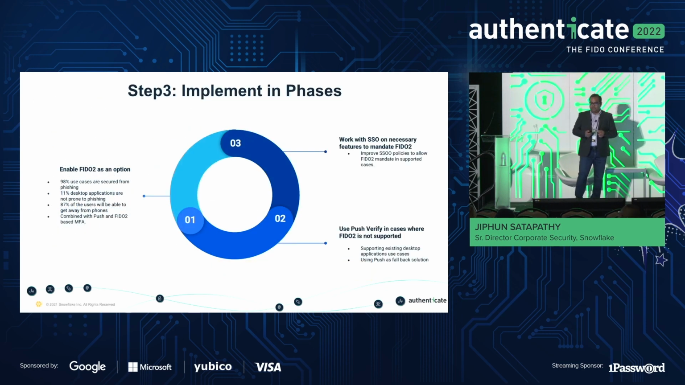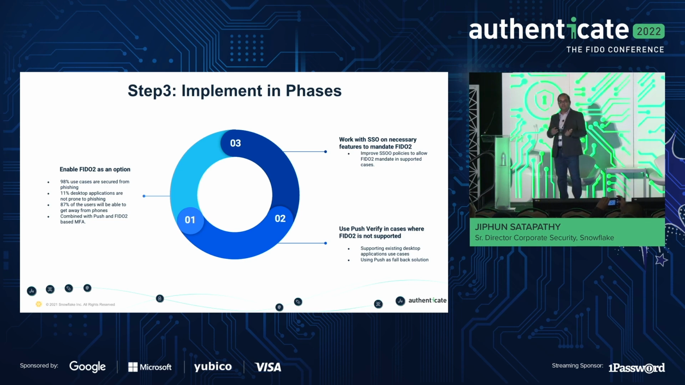The third step we did is, instead of going all in and saying we are going to enforce FIDO2 based MFA from a certain date, we took a phased approach. We put it out as an option. We enabled that as an option, saying it is available, up to you. You can continue to use Okta Verify and push notification on your phone, but we have another option, which is FIDO2.